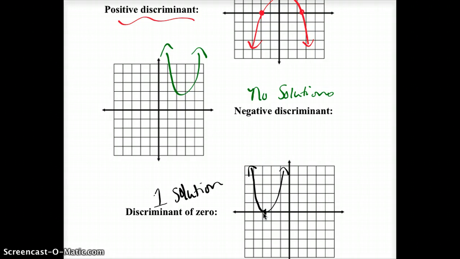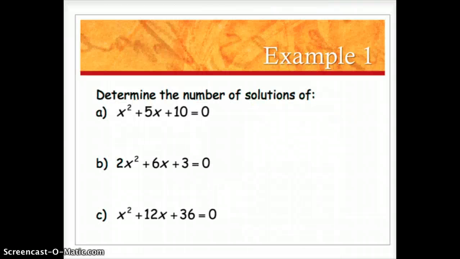Okay, so I want you to be able to just tell by b squared minus 4ac, by the discriminant, whether there's two, none, or one solution. So we're not actually solving these problems, we are just going to figure out how many solutions there are. So x squared plus 5x plus 10 equals 0. So today I'm just going to focus on using that discriminant b squared minus 4ac.